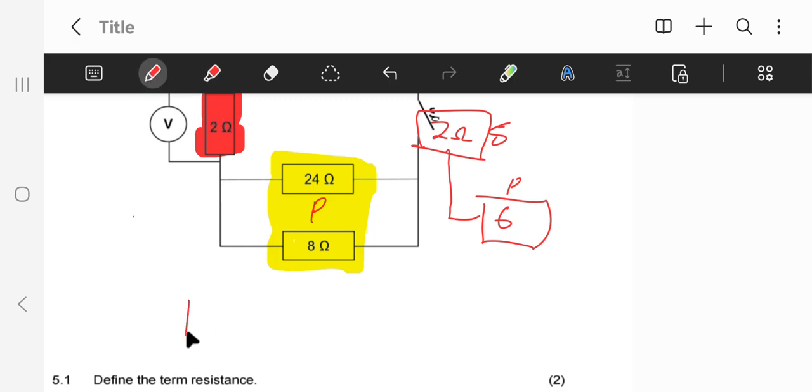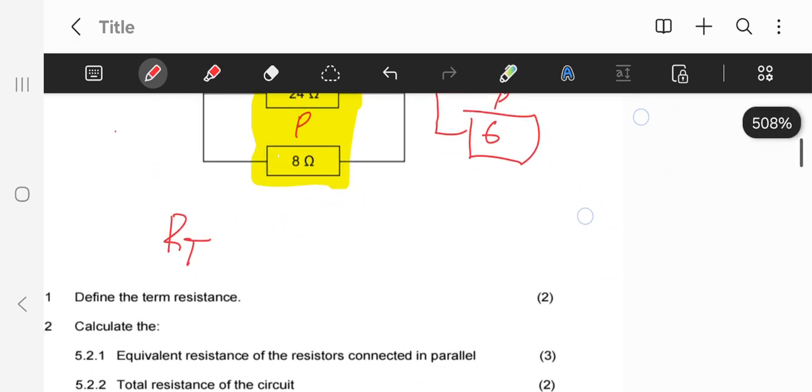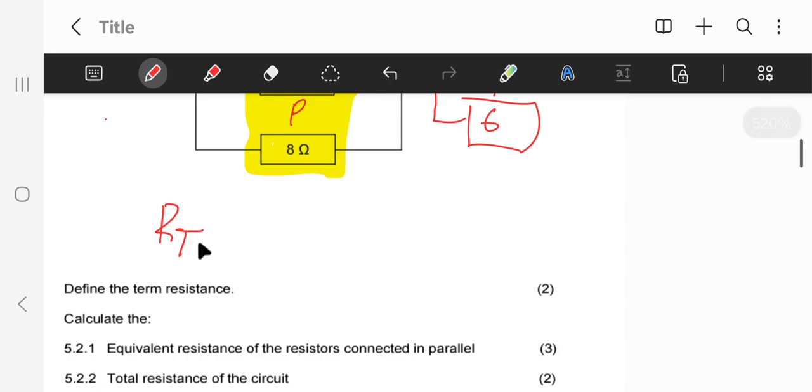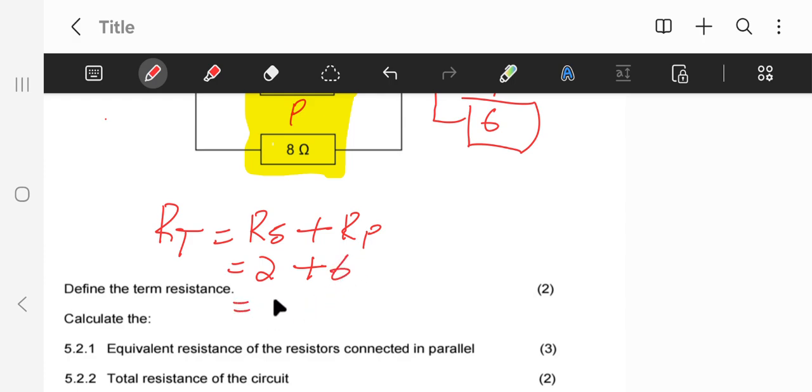So when we calculate RT, we are looking for the total resistance. That's 5.2.2, right? It's going to be the resistance in series plus the resistance in parallel. The resistance in series is what? It's 2, and the resistance in parallel is 6. 2 plus 6 is equal to 8. So the total resistance is 8 ohms. Okay guys, hope you got that.